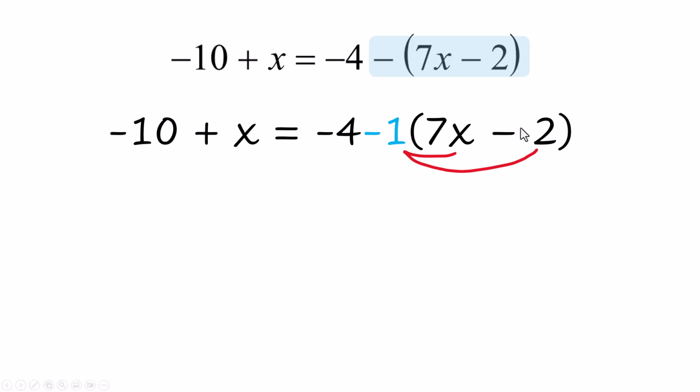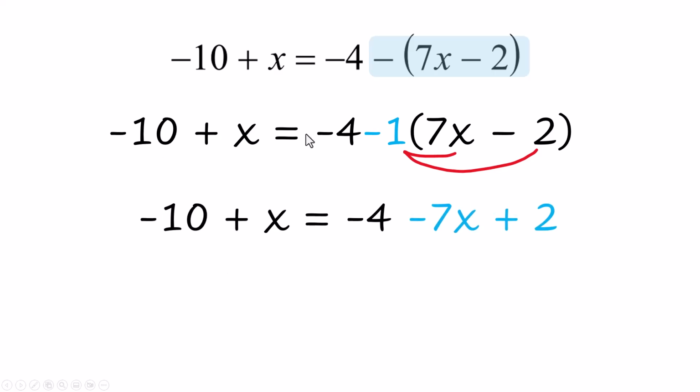If you don't, usually there'll be a sign mistake in the second term. People will forget to take the negative times this negative 2. So our next line, I recopied everything else, but negative 1 times positive 7x is negative 7x, and negative 1 times negative 2 is positive 2. So that takes care of that sign mistake if that's something that you make.